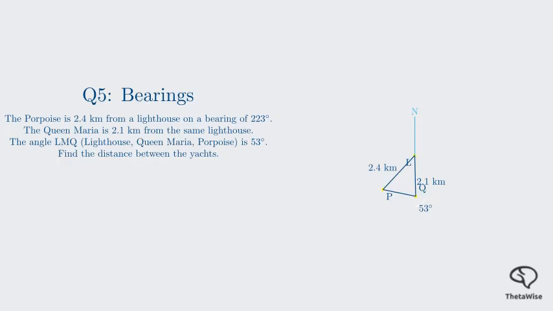We have two sides, LP is 2.4, LQ is 2.1, and an angle at Q, LQM is 53 degrees, but it's not the included angle, PLQ. This is an SSA case, which might be tricky. An easier approach is to find the angle at the lighthouse, PLQ, and then use the cosine rule. We need to find the bearing of the Queen Maria first to find this angle. Let's use the sine rule in triangle LQM to find the angle at the lighthouse, MLQ.